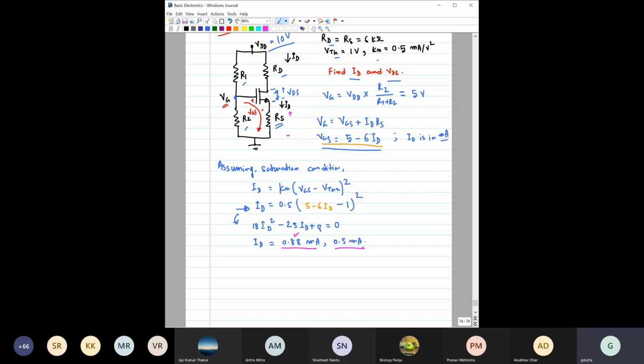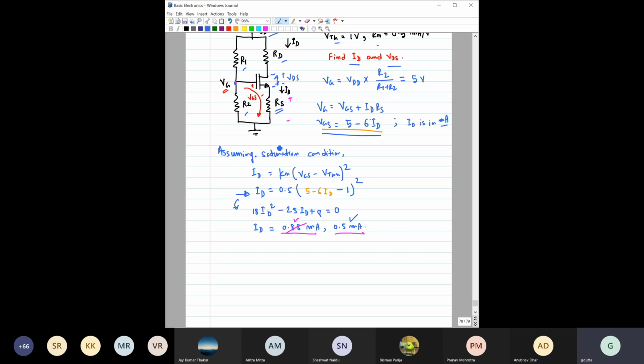0.88 into 6, so that makes 5.28 volt. So if this value is 0.88, the voltage drop here has to be 5.28. But here the VG itself is 5 volt, right? So obviously this value is not possible, right? So the correct value would be 0.5 milliamps. So this would be the correct value, right? So now you know what is the value of ID, right?